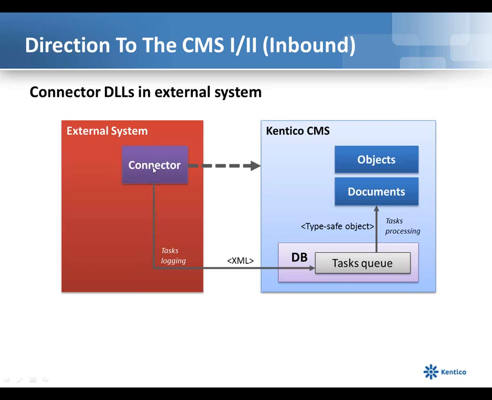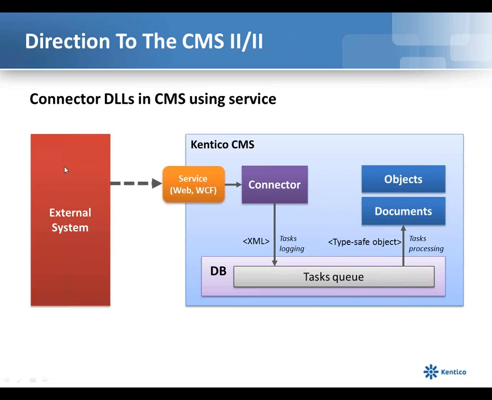So the connector could be sitting in the external system. In this case, you need to have Kentico DLL files referenced here in the external system, which might not be possible in all of the scenarios. So you could do it the other way around. From the external system, you will call a web service or WCF, where this web service will actually log the task while the connector is sitting directly in Kentico. So one way or another, you still need to jump into the connector, which will log the task into the queue.